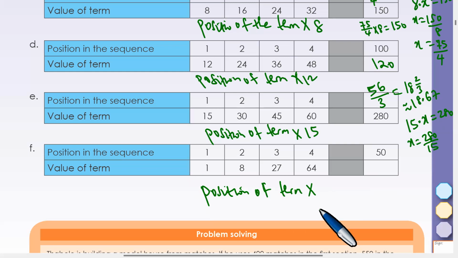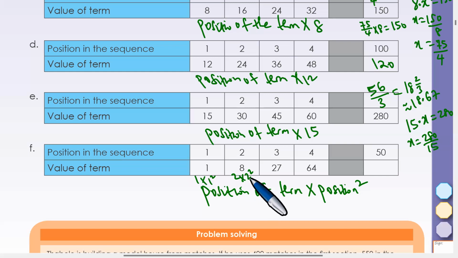Okay, position of term times what? By position squared, because now here it's 1 times 1 squared. Here it's 2 times 2 squared.